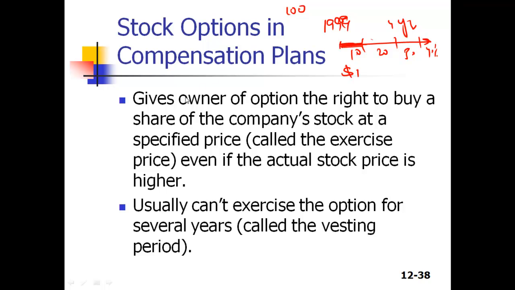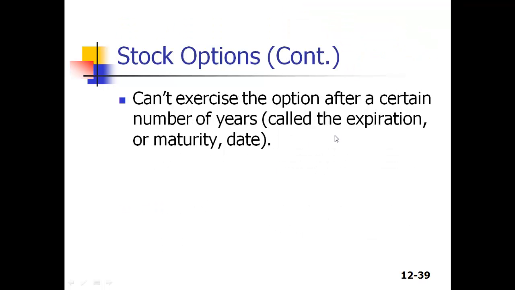Now I'll just read the text. An option gives owners the right to buy a share of the company at a specific price called the exercise price, even if the actual stock price is much higher. So the incentive to the management team is to make that actual stock price higher, because any difference between stock price and exercise price goes to my pocket. Usually you can't exercise the option for several years, called the vesting period, and hopefully you understand the logic of this. You also can't exercise the option after a certain number of years, called expiration, so you just can't sit on it forever. We'll study options later in the course.